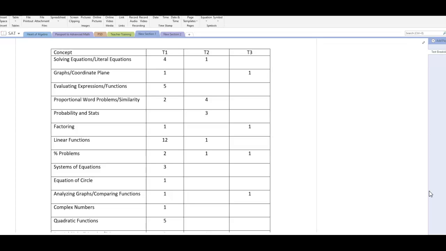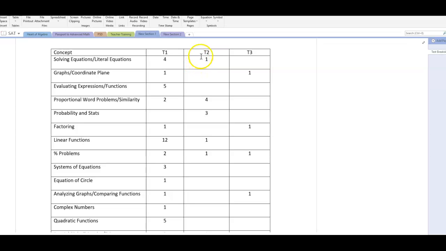When I first started, I didn't have much of an idea of how the SAT was structured and how it was built. So I took our 2019 data and broke it up into three tiers of questions. The tier one questions were the questions that our kids should get. These are the must-get questions.